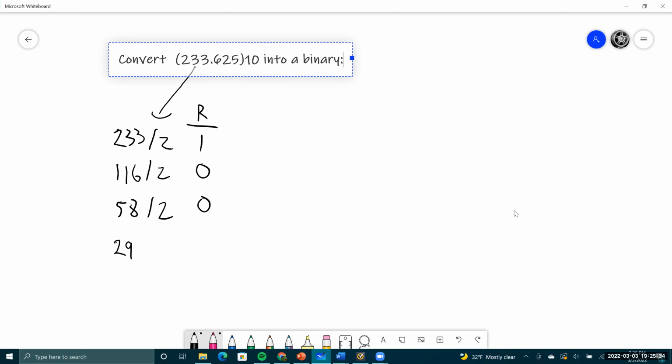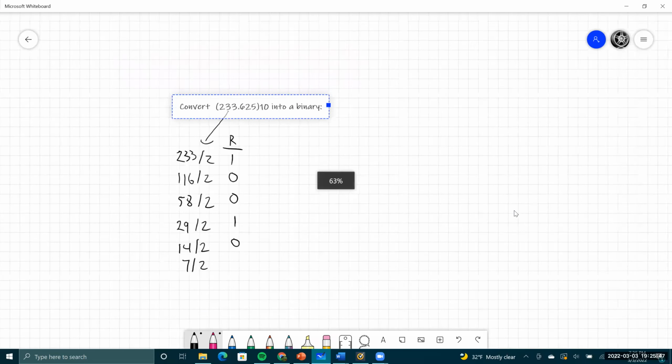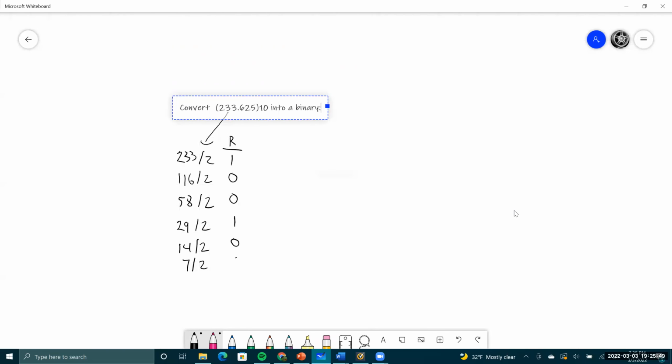29 divided by 2 will have a remainder of 1, and it'll give you 14. 14 divided by 2 would have no remainder, but it gives you 7. 7 divided by 2 would give you a remainder of 1, and it would be 3. 3 divided by 2 would give you a remainder of 1, and we'll have 1. 1 divided by 2 would give you a remainder of 1, and that's it.